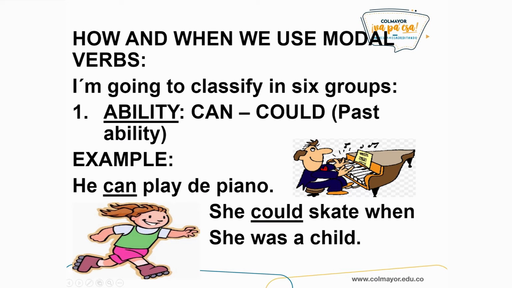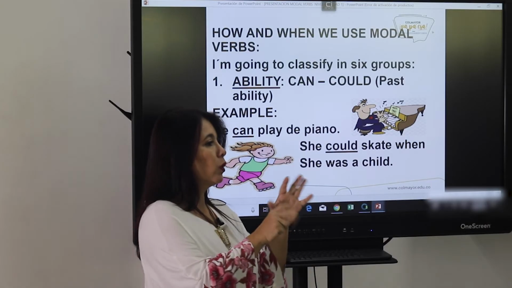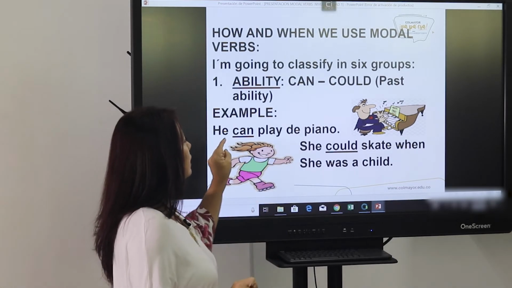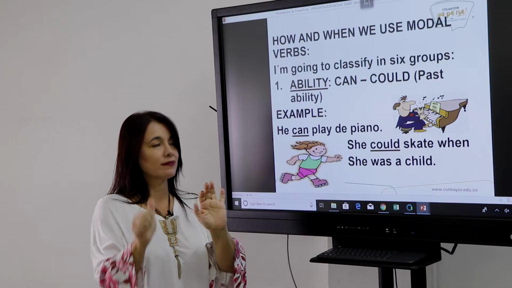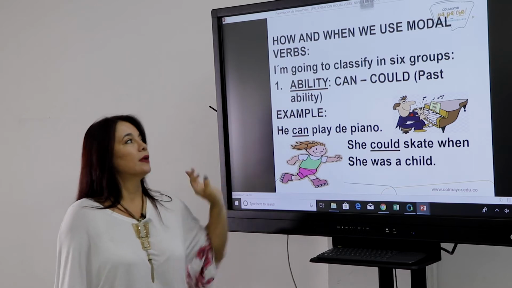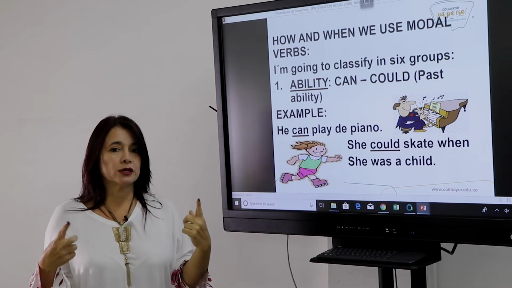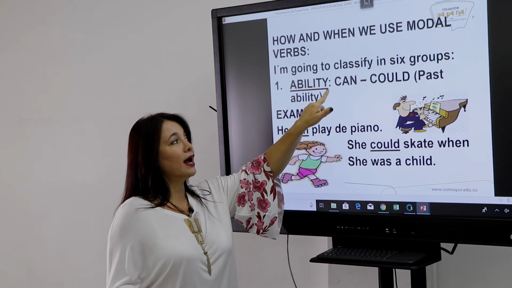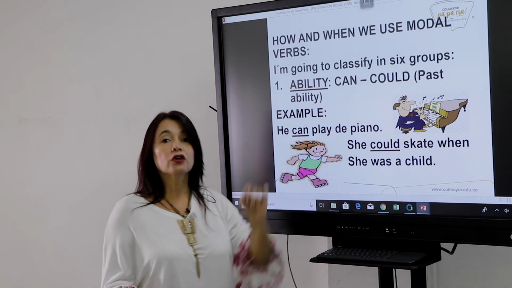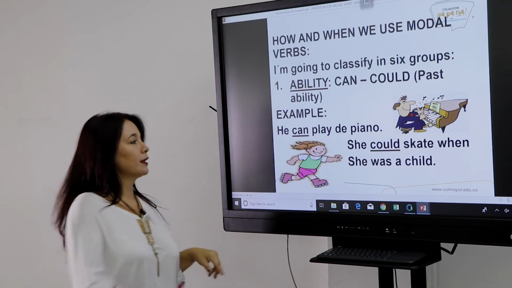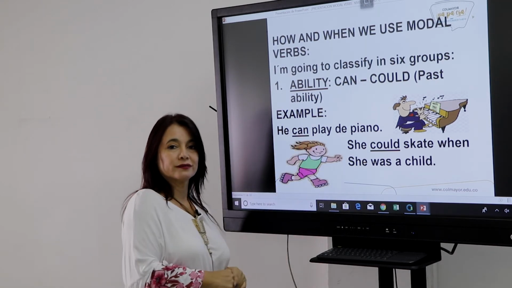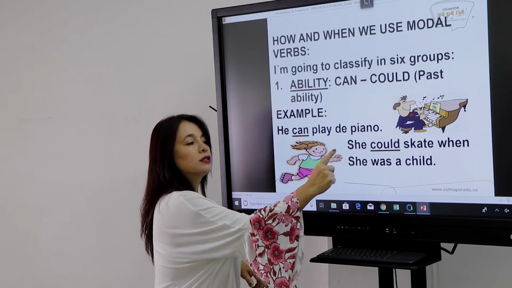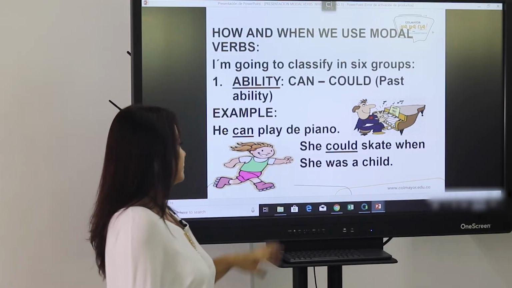Now, how and when do we use modal verbs? The 9 modal verbs that I told you before, we classify them in 6 groups. The first group is ability. The modal verbs that talk about ability are can and could. Can for present, could for past. For example, I can play the piano. She could skate when she was a child.